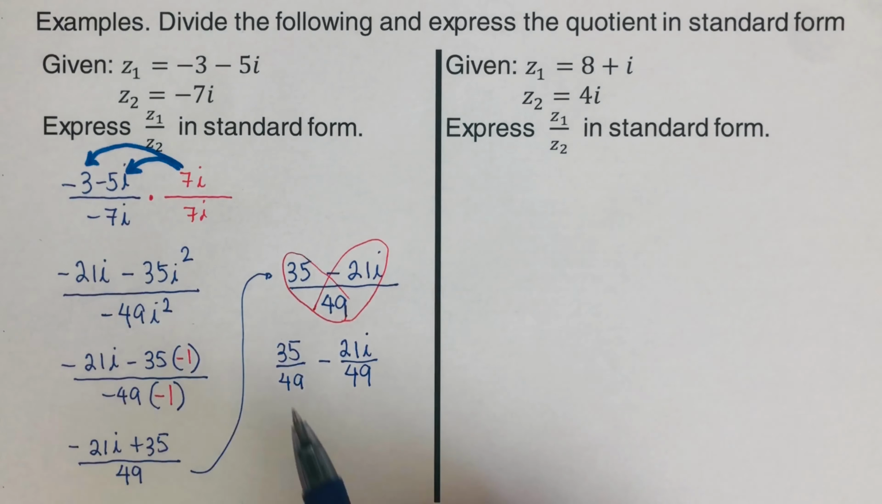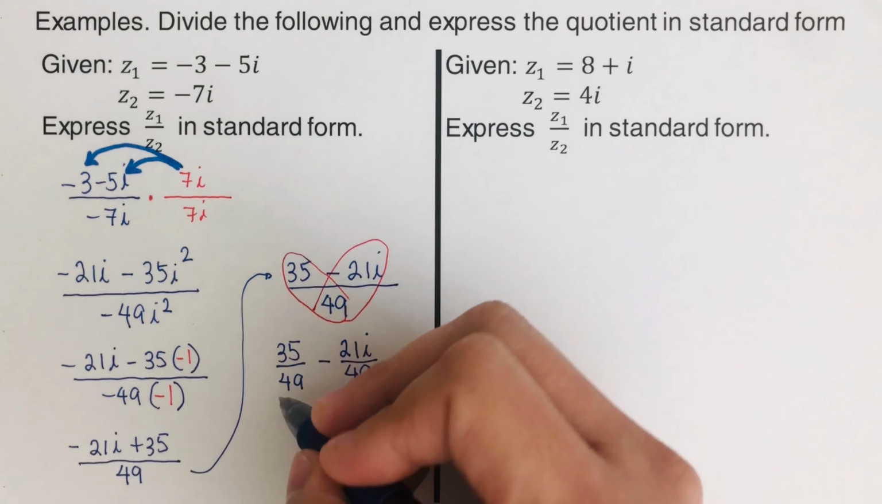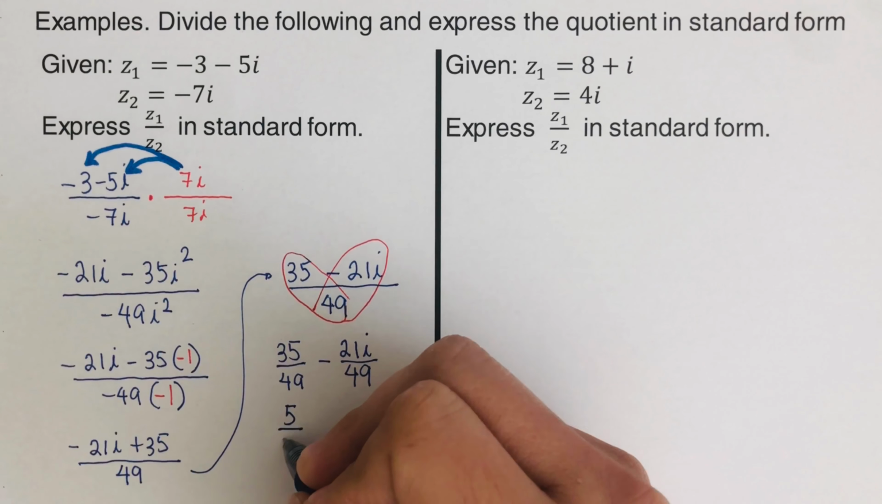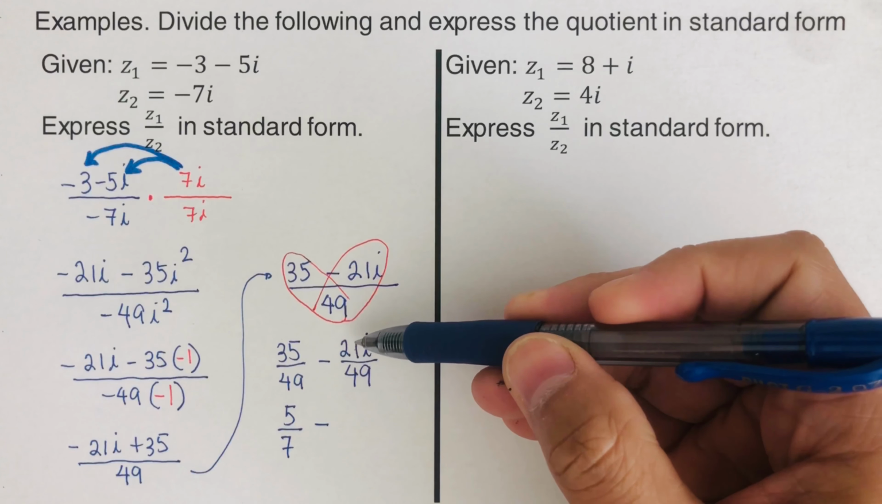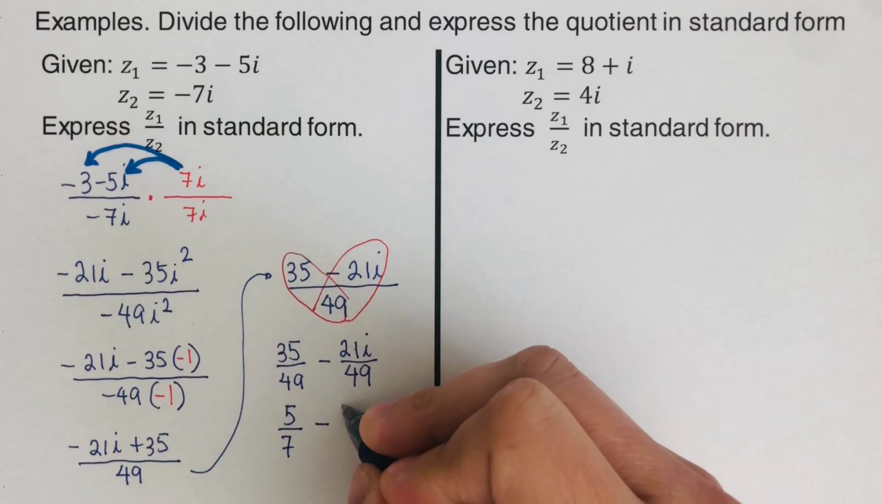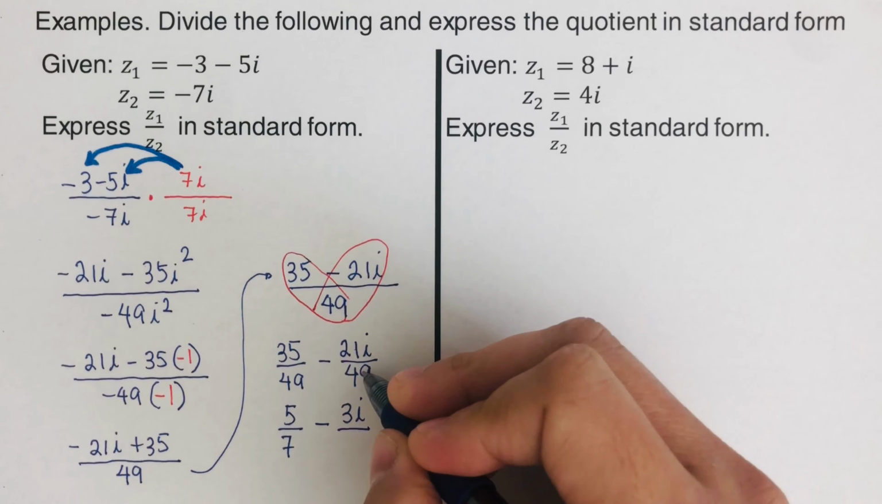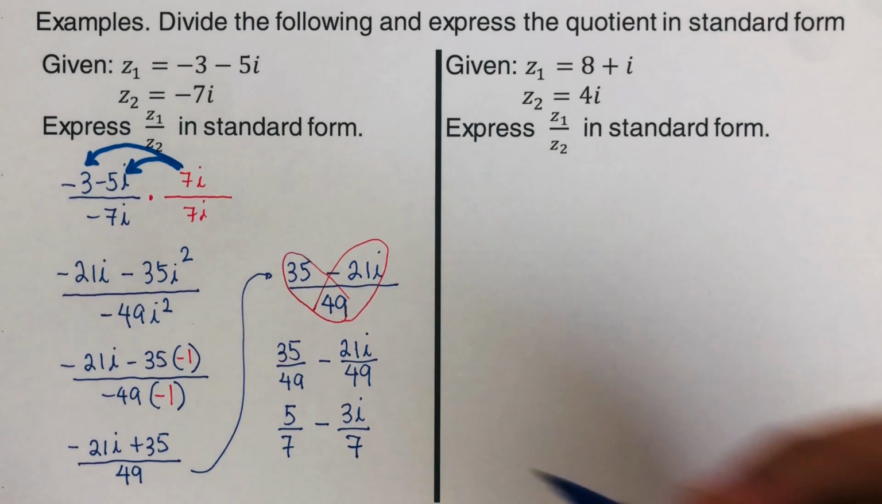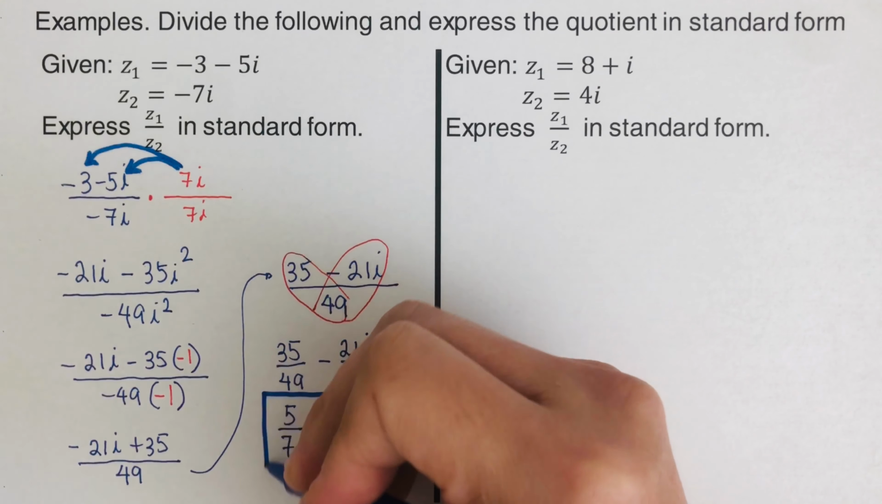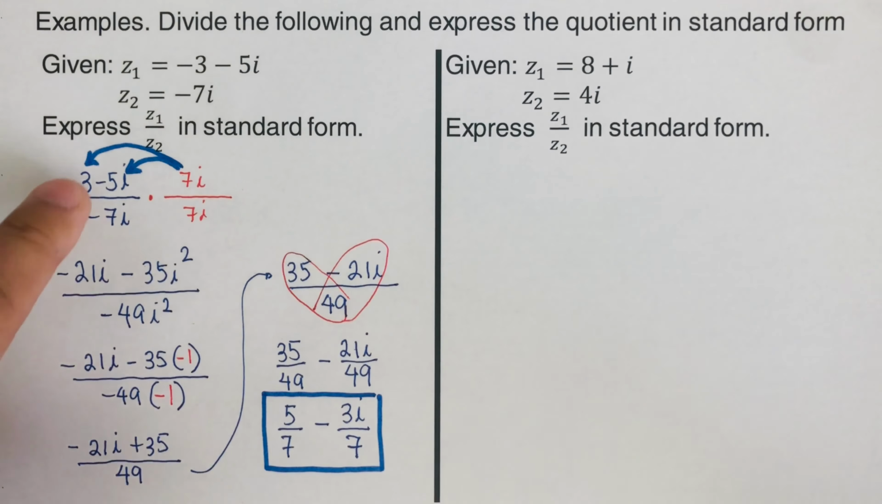So then this 35 and 49 are divisible by 7. So there are 5 sevens in 35. So that would be 5 over 7 minus, and these two are divisible by 7 as well. There are 3 sevens in 21, so that would be 3i over, and there are 7 sevens in 49. So this is the quotient of this expression that we have right here.